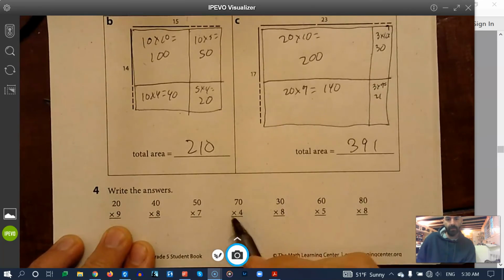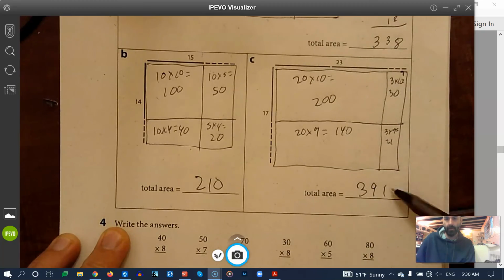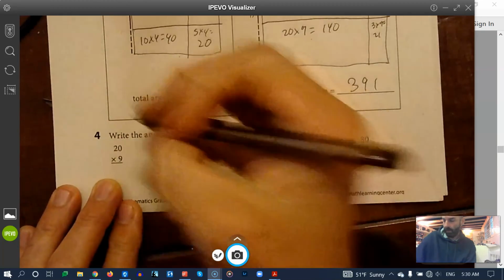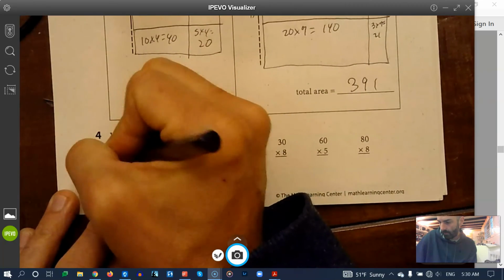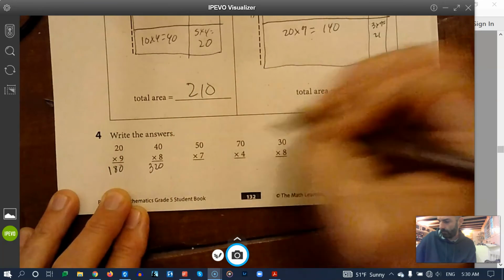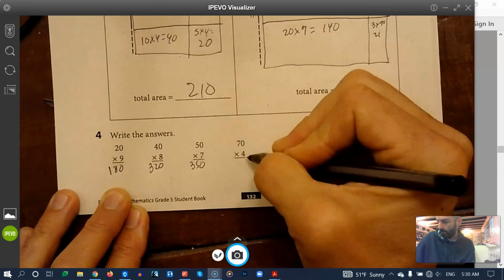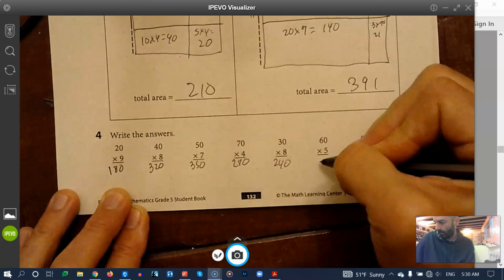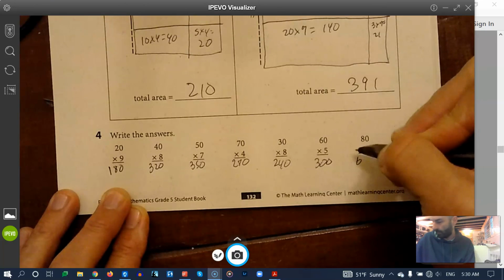And now they're wanting us to do some multiplication here. So this double digit by one digit, this is the kind of multiplication we're doing in these areas here on the right-hand side. So 20 by 9, 9 times 2 is 18, and now we just have 10, so that's 180. 8 times 4 is 32, again that 10. 7 times 5, 35, but there's also a 10, 280, 240, 300, and 600. Oh, 8 times 8 is 64, 640.